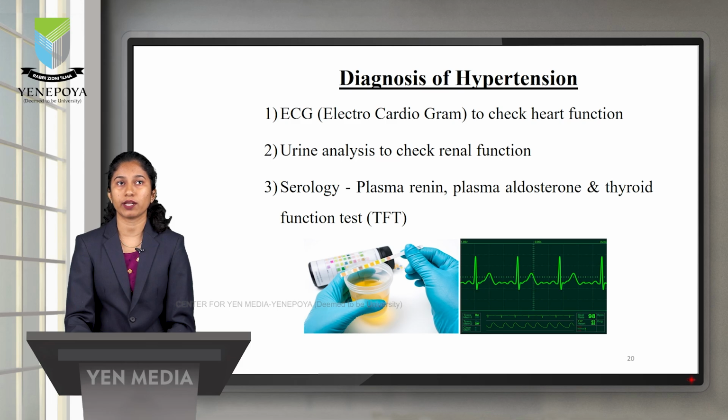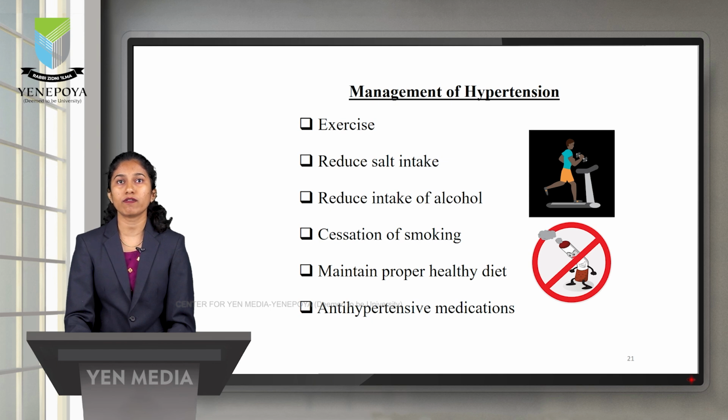Diagnosis of hypertension include ECG to check the heart function, urine analysis to check the renal function, and serology includes plasma renin, plasma aldosterone and thyroid function test. Management of hypertension includes exercise, reduce salt intake, reduce intake of alcohol, cessation of smoking, maintain proper healthy diet, antihypertensive medications like diuretics, ACE inhibitors, ARBs, beta blockers and the calcium channel blockers.